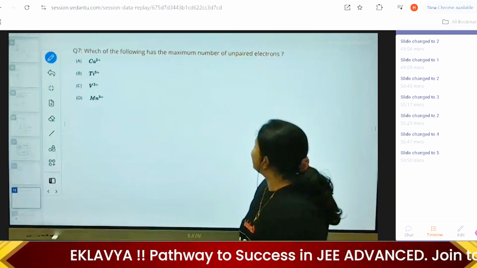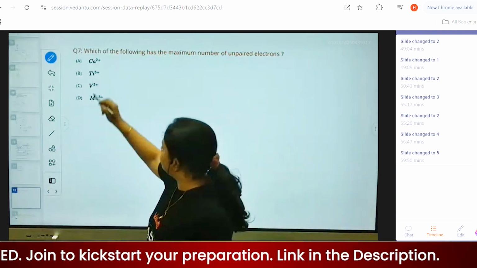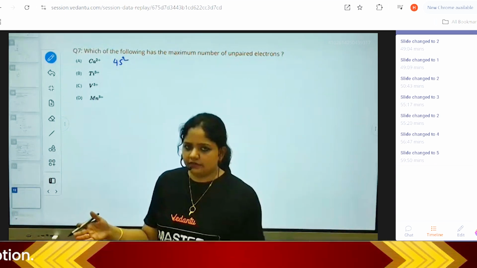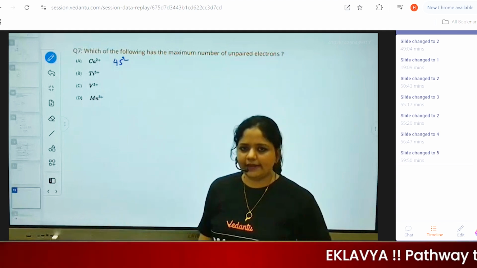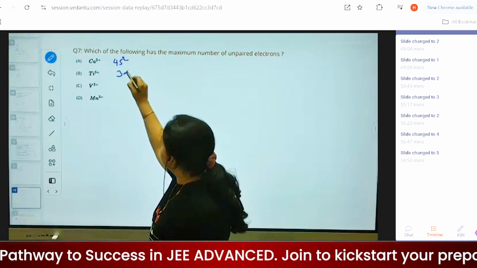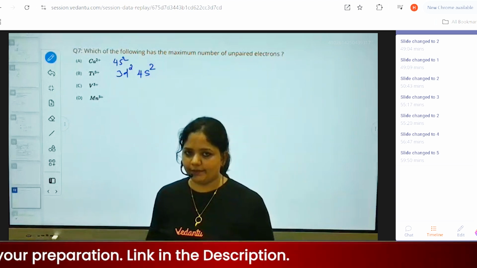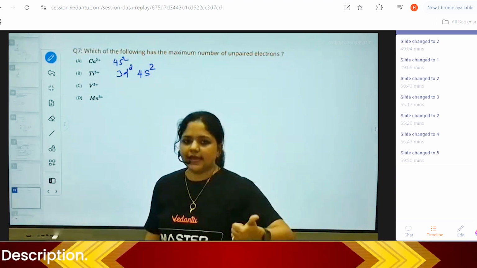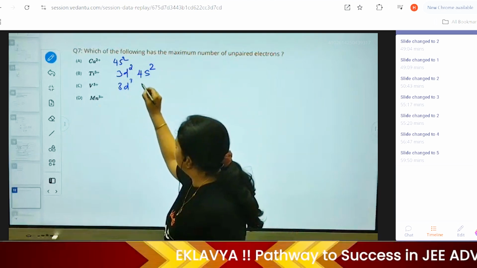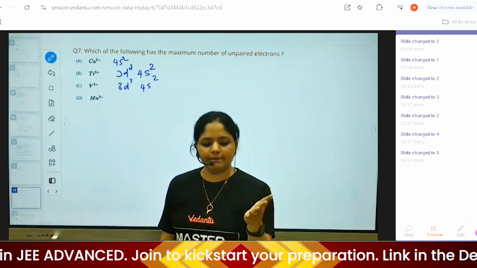Which of the following has a maximum number of unpaired electrons? Let us write down the electronic configuration. Calcium, outer shell electronic configuration is 4s2. Titanium: we should be aware of 21 to 30, scandium to zinc. Scandium 21, titanium is 22, so this is 3d2, 4s2. This is the configuration of titanium. I'll come to +3 later. Vanadium, 23, so it is 3d3, 4s2. Again, scandium, titanium, vanadium, chromium, manganese, 25, so 3d5 and 4s2.